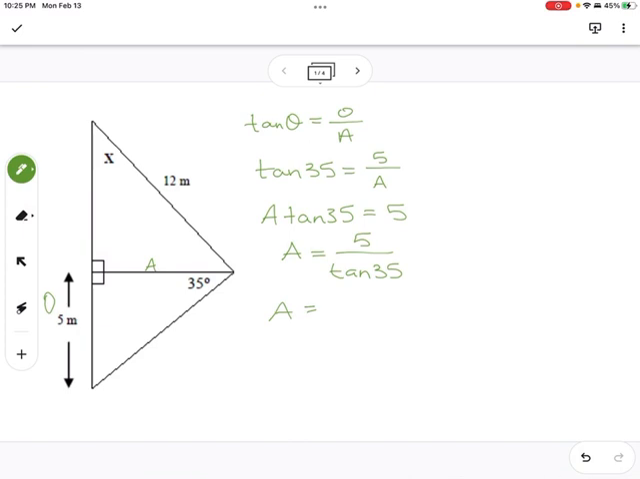Okay, so in the calculator, I'll be putting 5 divided by tan 35 equals, and our adjacent side we get 7.14 meters. Okay, so I'm going to write A equals 7.14.